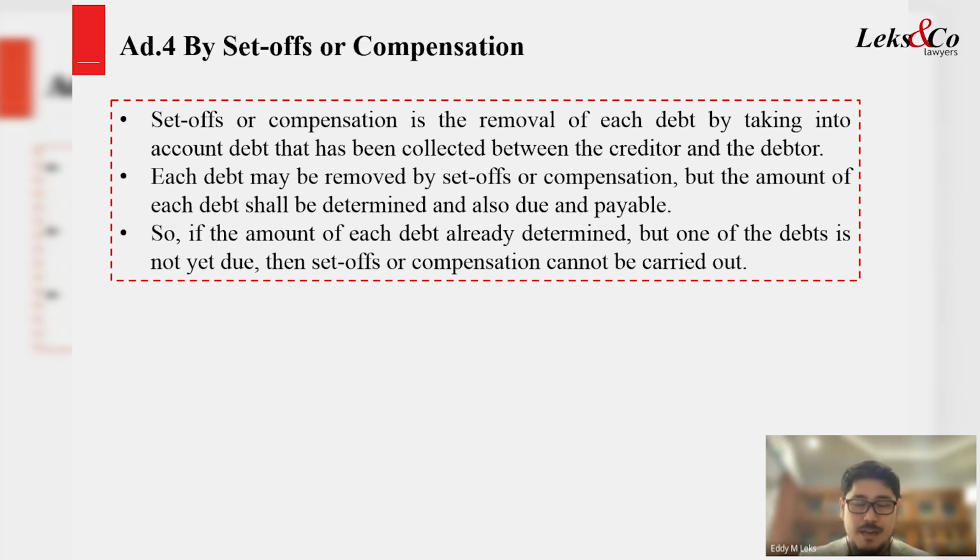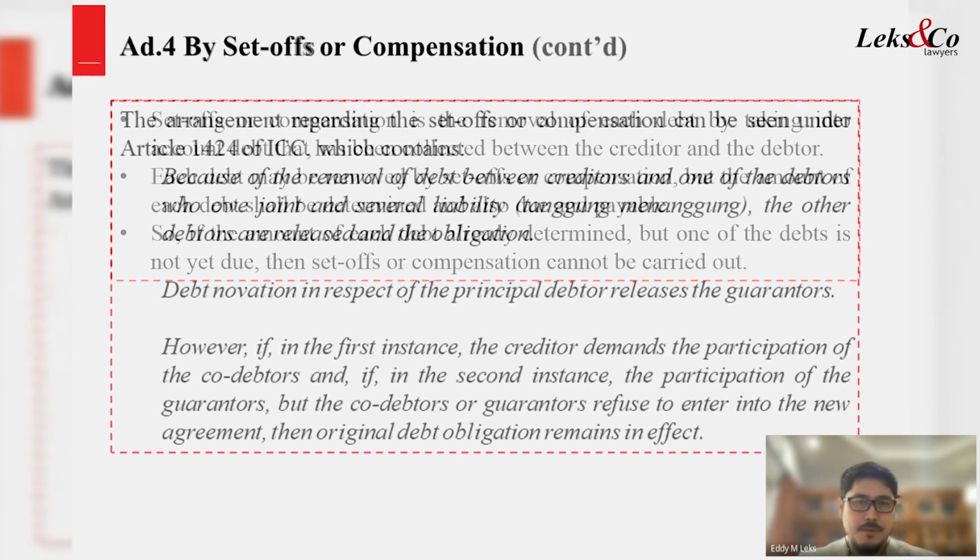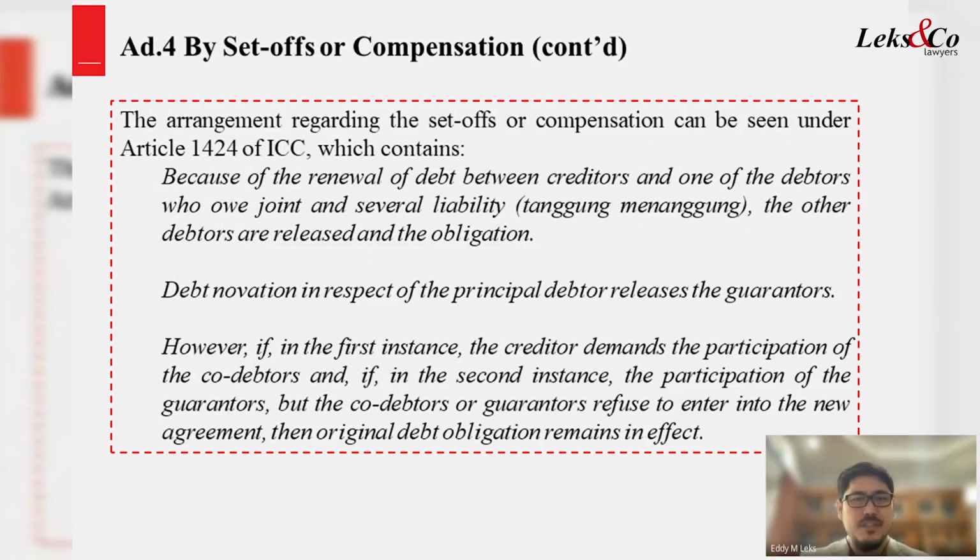Nah, sama kalau dalam, if that is the case in this regard, of course you cannot compensate. You cannot compensate the future obligations with this concept ya. The perjumpaan utang, the compensation, it must show that the debts are due and payable between A and B, B and A. Yeah. But when the debts are due and payable, then of course they can compensate. The arrangement regarding the set-off can be seen under article 1424.